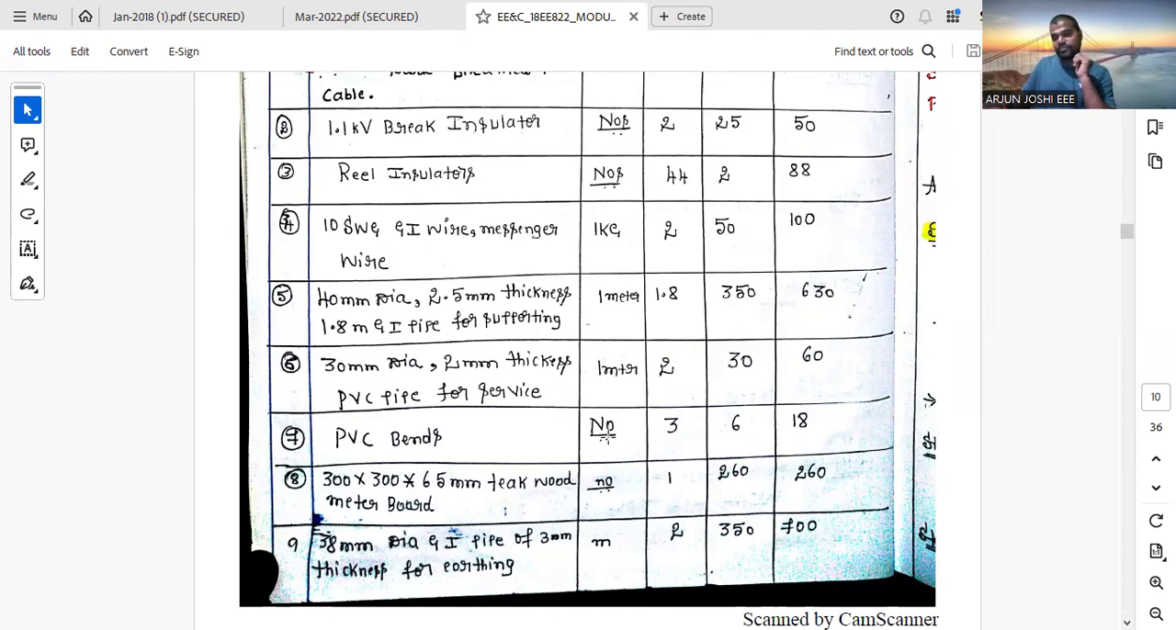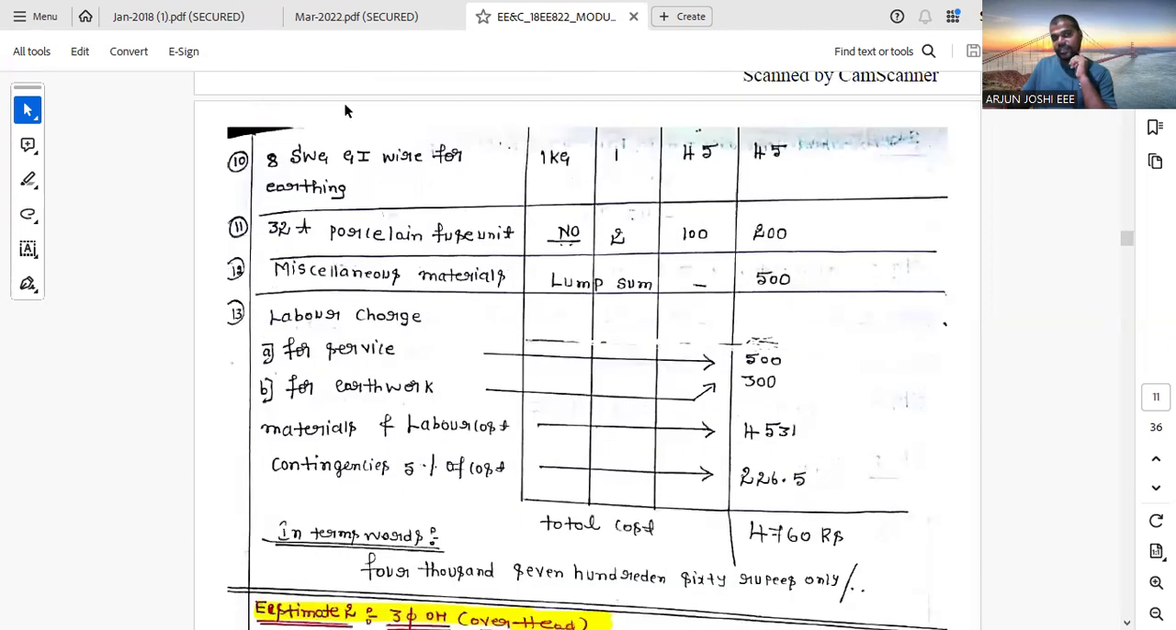PVC bends: 3 numbers are required, at 6 rupees per bend, 6 into 3 is 18. Meter board, numbers, 260 rupees, 260 into 1 is 260. Then GI pipe for earthing, unit is meter, 2 meter is required, 350 per meter, 350 into 2 is 700. Then GI wire is required, 1 kg only, 1 kg is 45 rupees, so 45 rupees. 32 ampere porcelain fuse unit, we need 2 numbers, 100 rupees per unit, so 100 into 2 is 200.